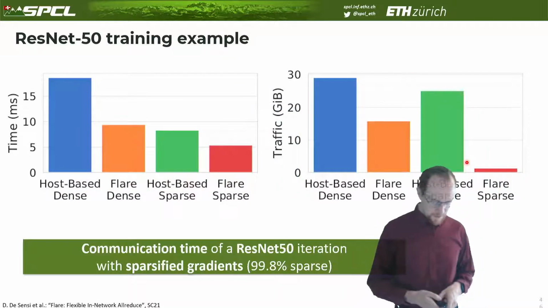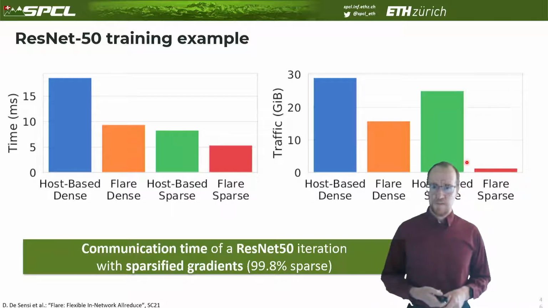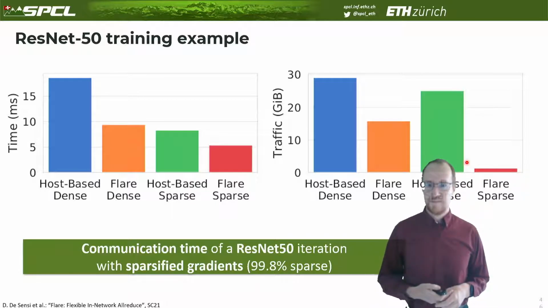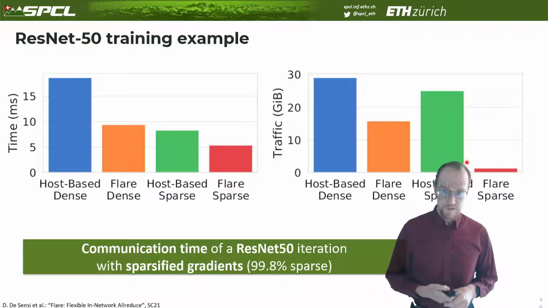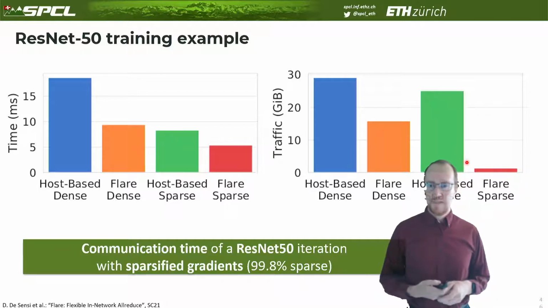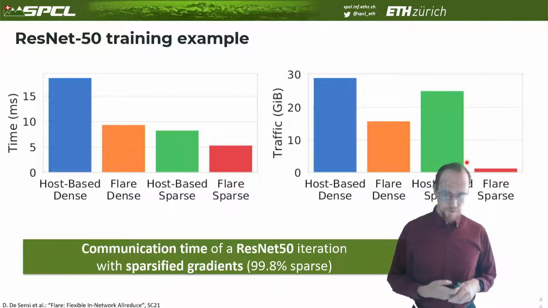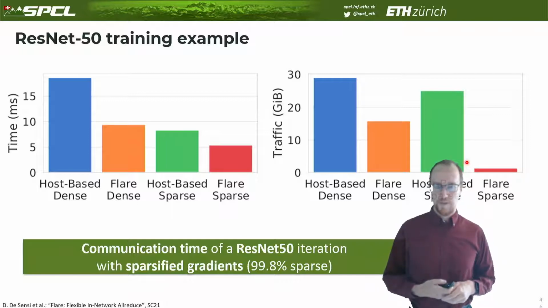So now we have a real example, the ResNet-50 training. We just act as if we were going to train ResNet-50. And the idea here is that ResNet-50 in the backward pass, in a data parallel fashion, has all these Allreduce operations where we need to somehow compute the sum of all the gradients.